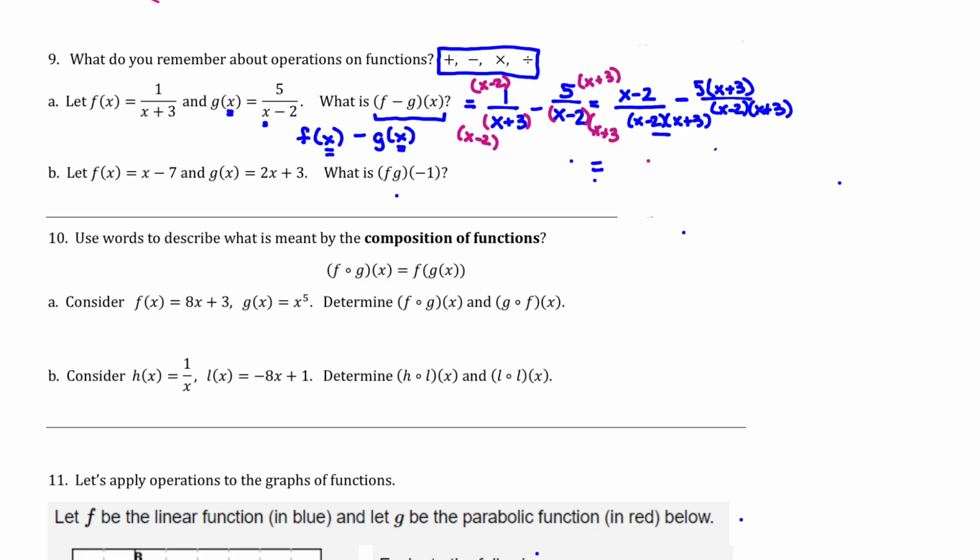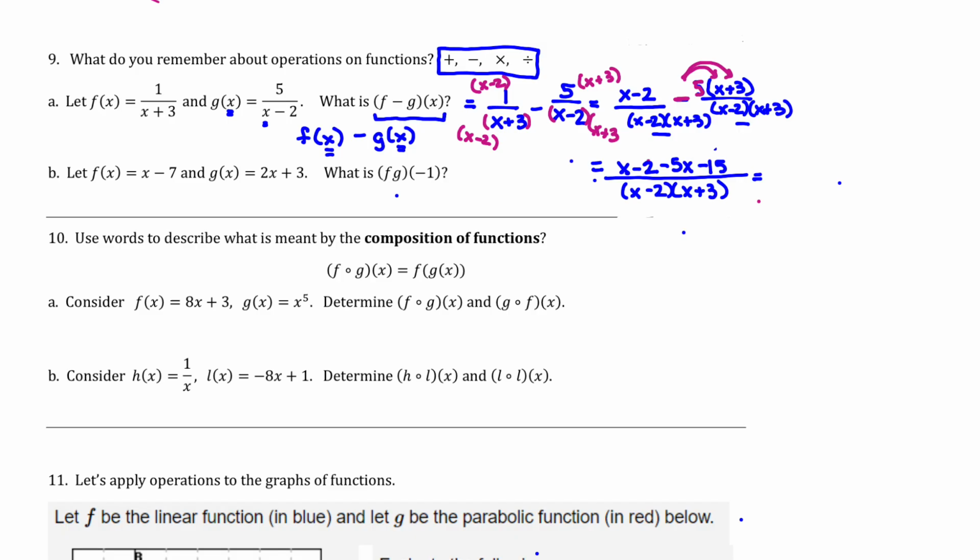So now that we have the common denominator, we can just put them all together, right? x minus 2 times x plus 3 is my denominator. And my numerator, well, the first part is x minus 2. The second part you have to be very rigorous about. That's negative 5, and that's getting multiplied through to each of those inner terms on the x plus 3 quantity. So that's minus 5x minus 15.